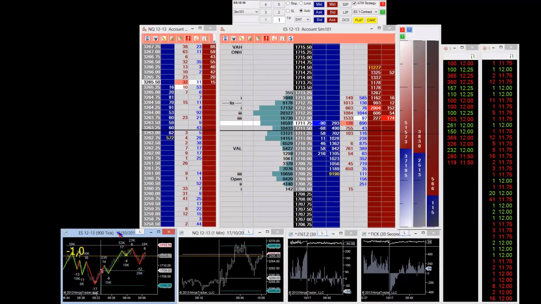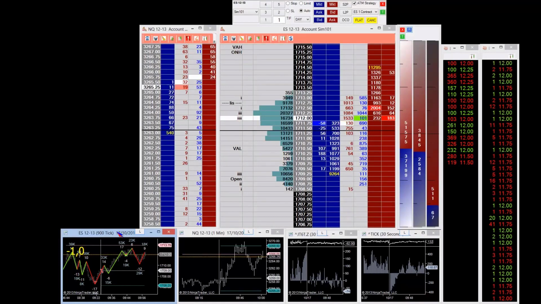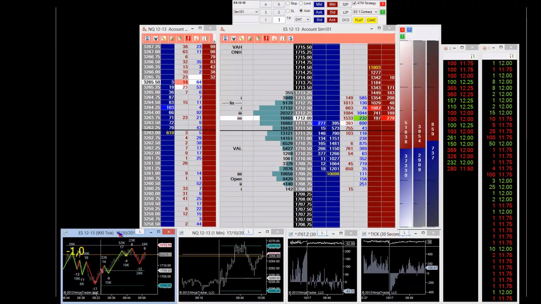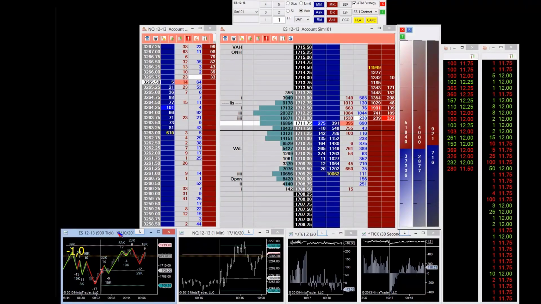So if overall volume is to the downside and I'm in a short trade and then overall volume starts going to the upside, then I need to start thinking about exit. First of all, before we go any further, what is the best way to get stopped out?